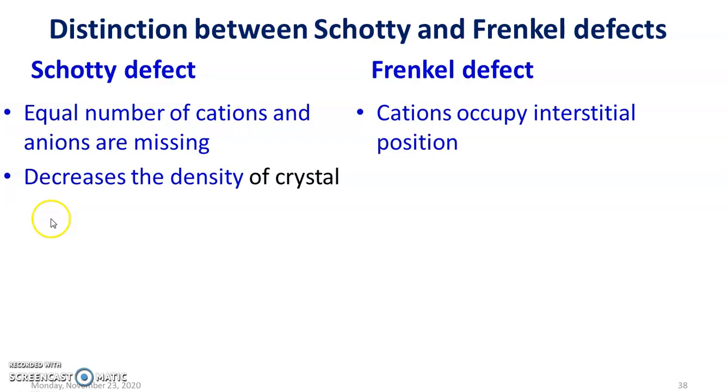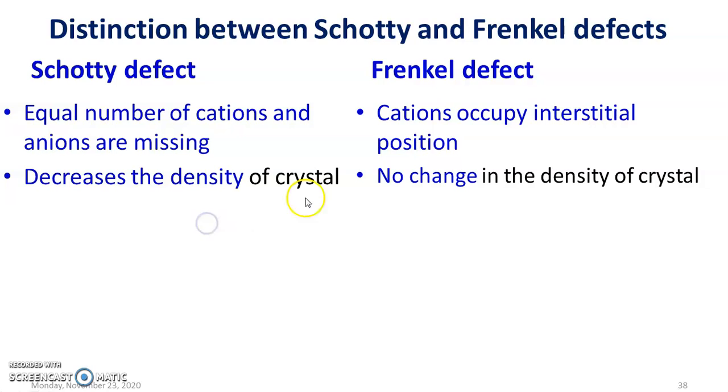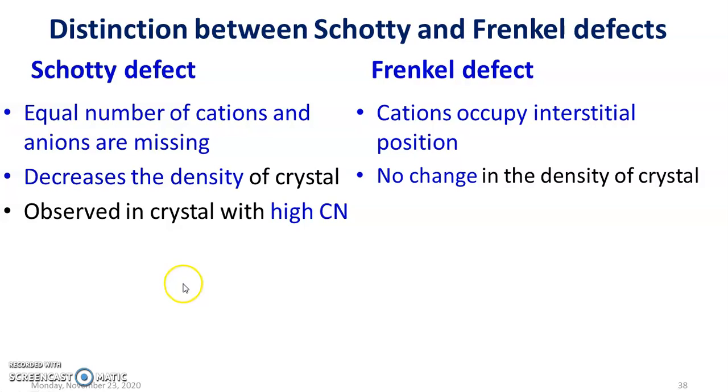Another difference is that Schottky defect decreases the density of the crystal, because cations and anions are going away from the crystal. The density of a crystal having Schottky defect is less as compared to a crystal without the defect. In Frenkel defect, there is no change in density, because the dislocated cation is present within the crystal itself, and therefore density remains the same.